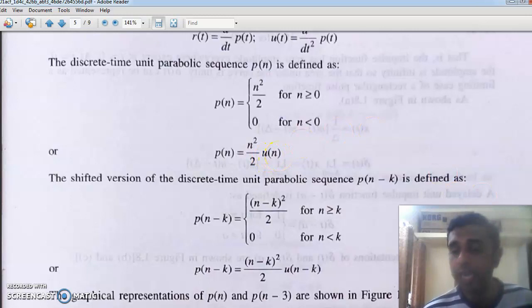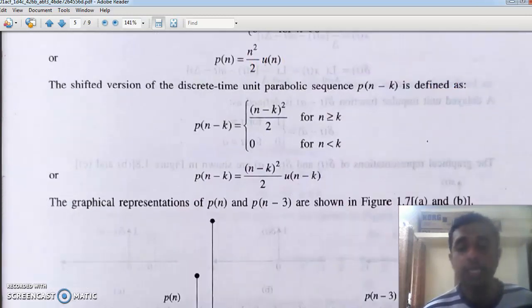Likewise, we can delay this digital parabolic function by k samples, that is p of n minus k. Just like the previous one, replace n by n minus k. You will get n minus k the whole square by 2. So where is the starting point? The starting point of the sequence is where the argument is equated to 0. So n minus k equal to 0, that is n is equal to k.